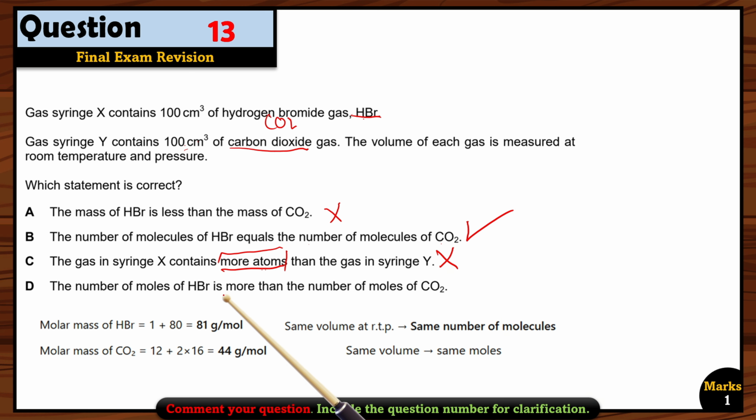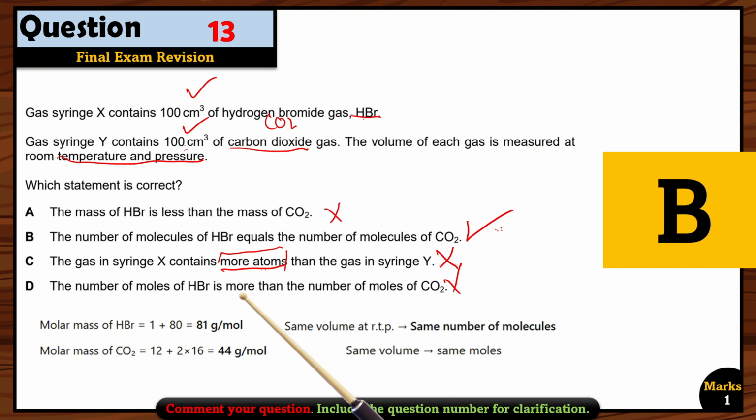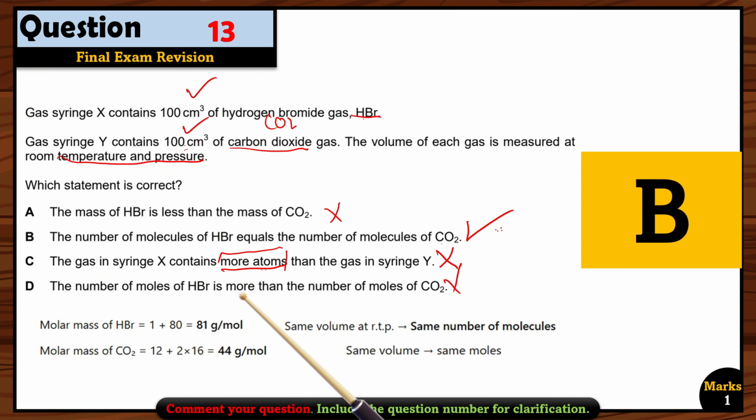The number of moles of HBr is more than the number of moles of carbon dioxide. Again, it's wrong because it contradicts option B. Because if the volume is the same for both gases at room temperature and pressure, then they have the same number of moles, right? 24 dm³ is actually for 1 mole of a gas. So both of them have 100 cm³. So it means they have the same number of moles. It should be less than 1 mole, but of course they will be the same. So option D is also wrong. So we are just left with option B. That's why option B is the right option.